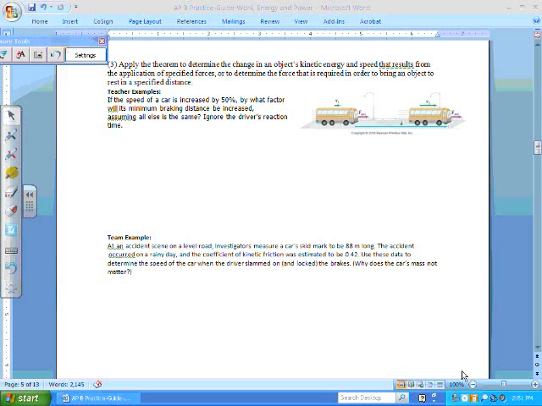Alright, so an example problem would be if we took the speed of a car and we increased it by 50%, then by what factor are we changing the minimum braking distance required for it to stop?